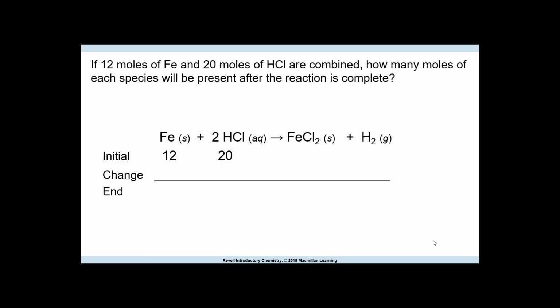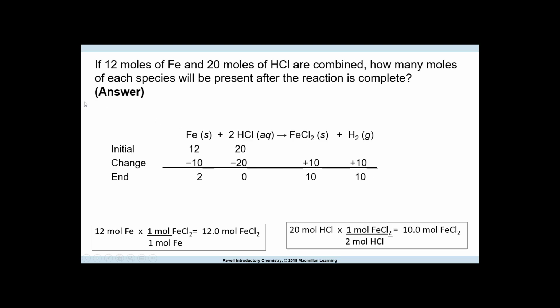Okay, if 12 moles of iron and 20 moles of HCl are combined, how many moles of each species will be present after the reaction? So we set this up with the balanced equation. We start out with our initial amounts. The reaction has not occurred, so this would be 0 and 0, which I probably should have written in. The slide didn't do that. But let's take a look at how I got these answers. So where does the 10 come from?